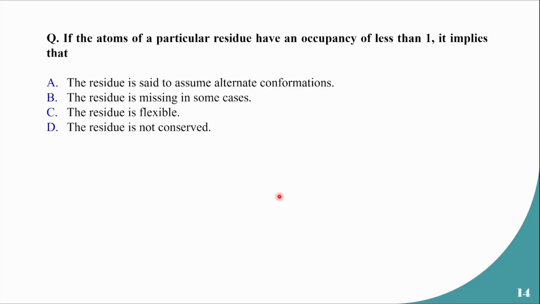Here, for example, this question was asking what it should imply if the atoms of a particular residue have an occupancy of less than one. In this case, the best answer is that the residue is said to assume alternate conformations. These alternate conformations are captured as coordinates in the PDB structures, and this is present in the occupancy column. If you sum up the occupancy all together, it should total one.